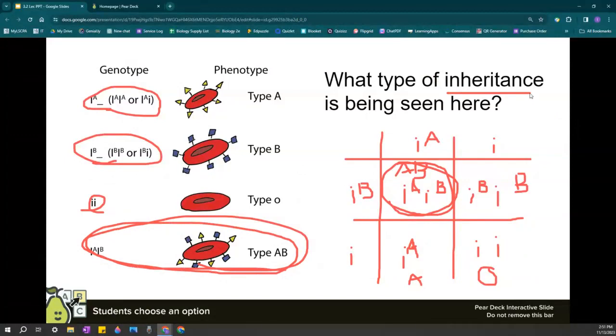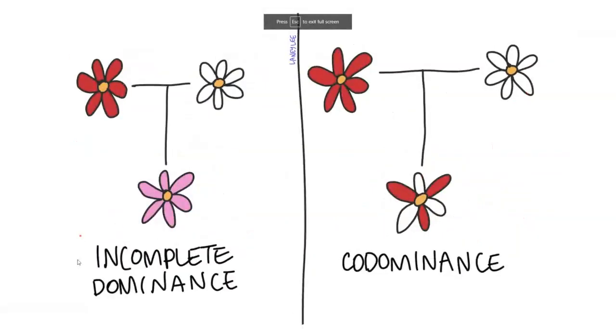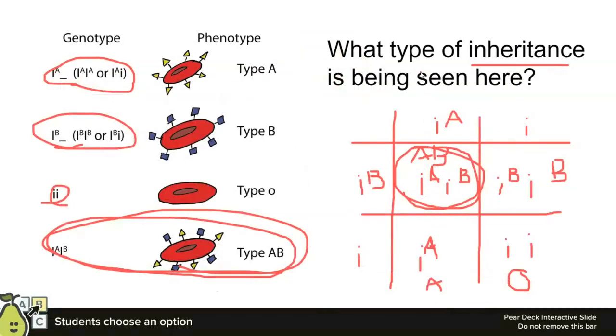So what type of inheritance is that? Does that sound like incomplete dominance or codominance? Well, since both alleles are expressed equally, it is an example of codominance. So blood typing is expressed as codominance.